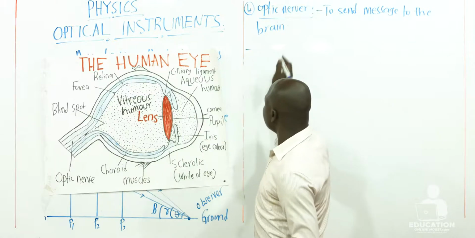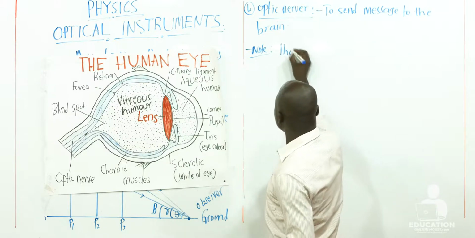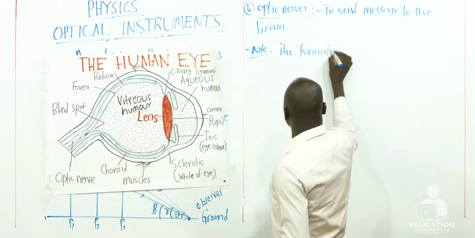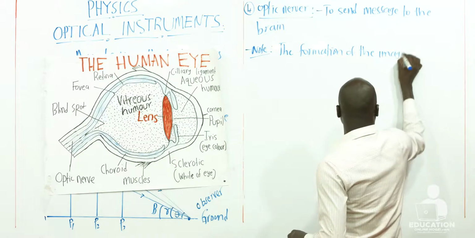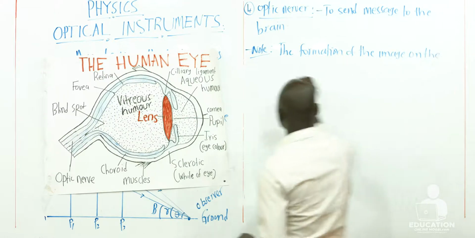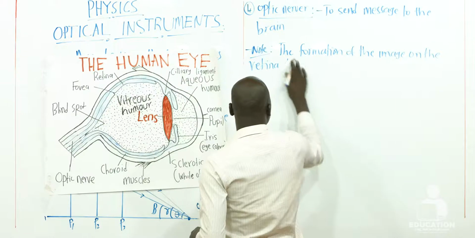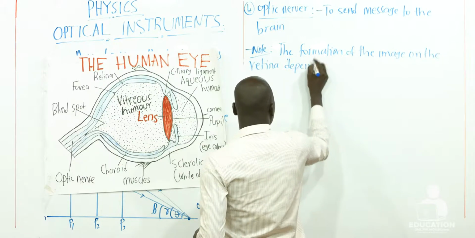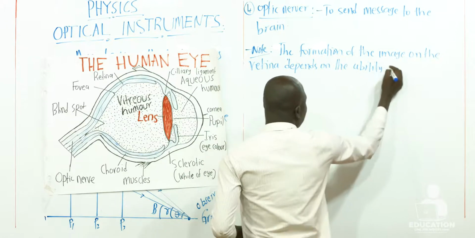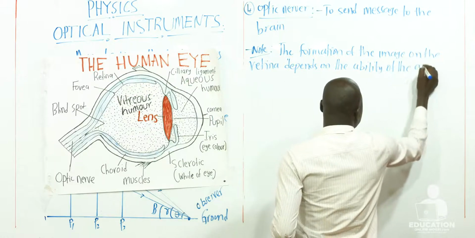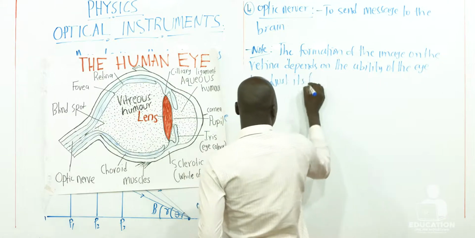So now we have to note that the formation of the image on the retina depends on the ability of the eye to adjust its focal length.